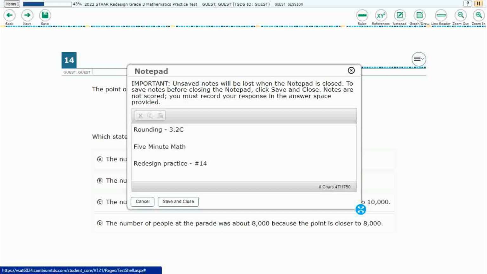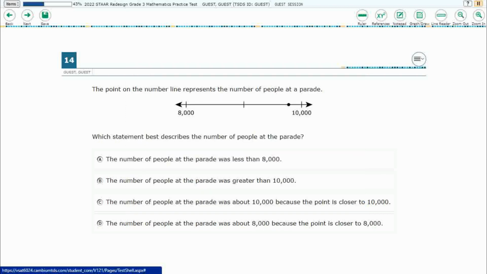Today we are looking at the third grade concept of rounding. This is standard 3.2C in the great state of Texas, and we are using item number 14 of the Redesign Practice Online STAAR test. If you haven't done so already, please go ahead and take a moment to pause the video, work this problem out on your own, unpause it, and we will look at our answers together.